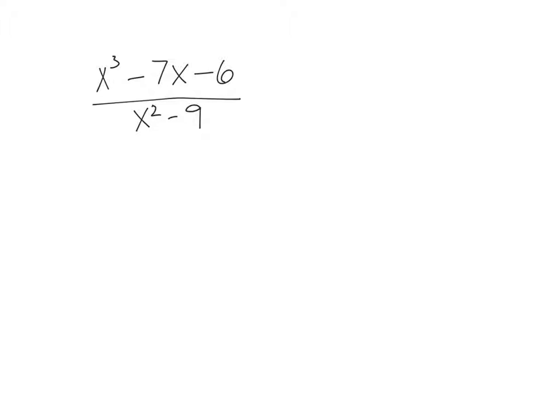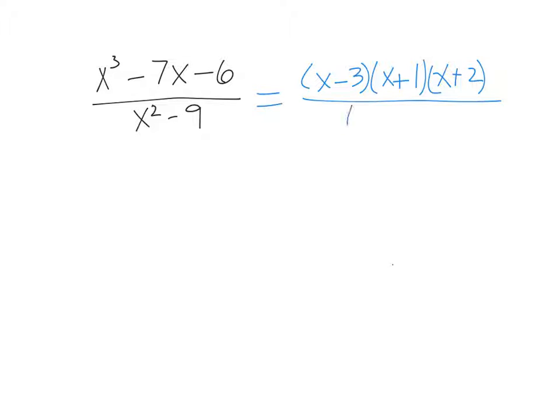Looking to find the domain, what you care about is what the non-permissible values are, what the restrictions would be. So what you would do is just factor the bottom. Now you could also factor the top right away, so let's just go ahead and do it. It's going to be x minus 3. What are the other factors up there? x plus 1 and plus 2? Okay, so it factors to that. Now the bottom is just easy factoring: minus 3 and plus 3.